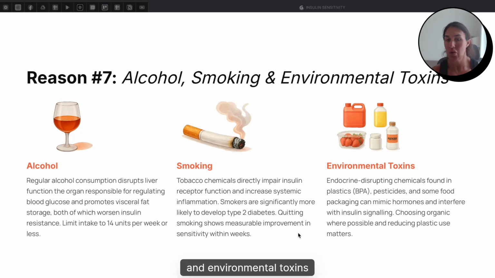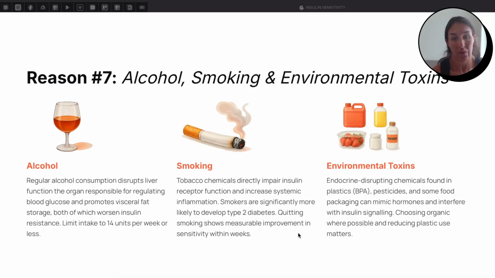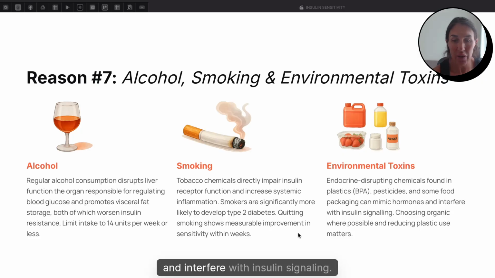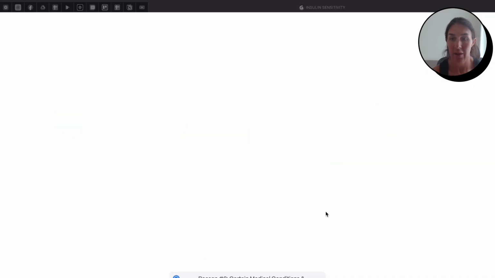And environmental toxins. Endocrine-disrupting chemicals found in plastics, BPA, pesticides and some food packaging can mimic hormones and interfere with insulin signaling. Choosing organic where possible and reducing plastic use matters.